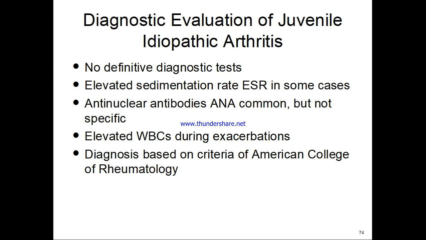There are no definitive diagnostic tests for juvenile idiopathic arthritis. There's an elevated SED rate, ESR, in some cases. There's a presence of ANA, antinuclear antibodies, in some cases. But these are not definitive because these are not specific and these are not present in all cases. During exacerbations, white blood cells do tend to be elevated. So diagnosis is really based on clinical condition, and it's based on a set of criteria that's been laid out by the American College of Rheumatology.